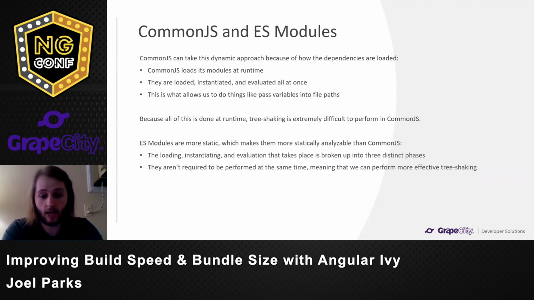Now, how does Ivy allow tree shaking while the View engine does not, while making use of ES modules? It has to do with how Ivy updates the DOM versus how the View engine does.